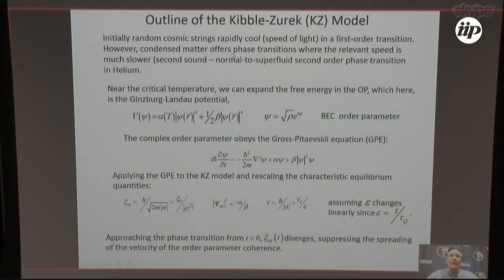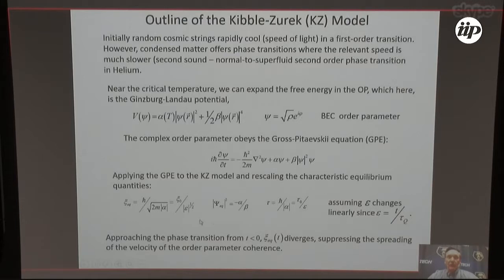The Kibble-Zurek model is kind of interesting in the sense that it starts off with random strings, the speed of light in a first order transition, but that's not something that someone's going to readily measure in our lifetime. But the relevant speed in condensed matter, second sound, for example, in helium, is measurable. We take our critical temperature and expand the free energy in an order parameter, which here is going to be the Ginzburg-Landau potential, and here's our BEC order, the Gross-Pitaevskii equation. When we apply that to the Kibble-Zurek model, we need to rescale.